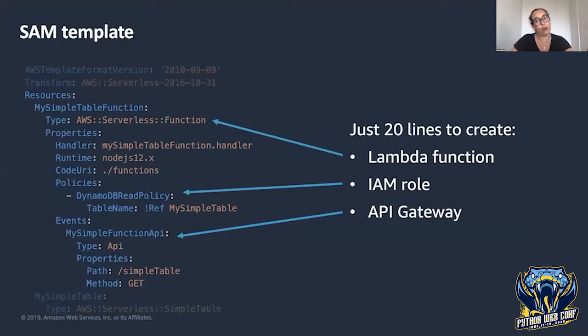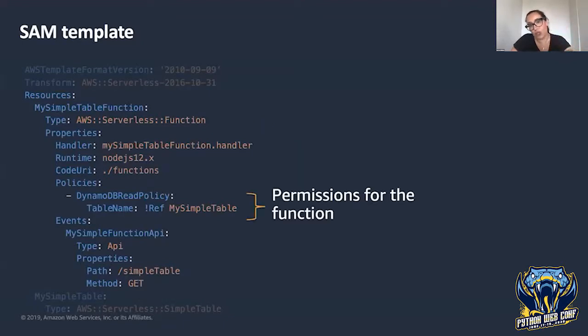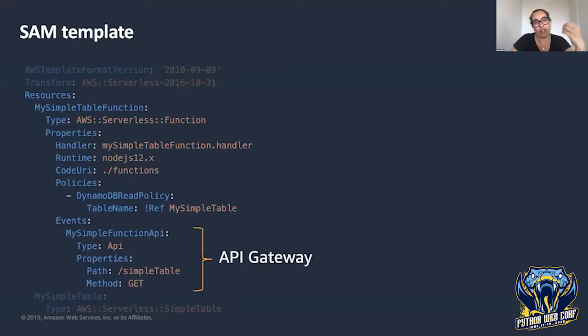If you want to do that with CloudFormation, it will be way longer. So here is the function configuration that tells where the code is and what the runtime is. Then we have the permissions for the function that we are giving. We are going to talk about the SAM policies. They're a great way to make your permissions way easier. And then finally, we have the definition of the API Gateway and the event source all in the same thing.